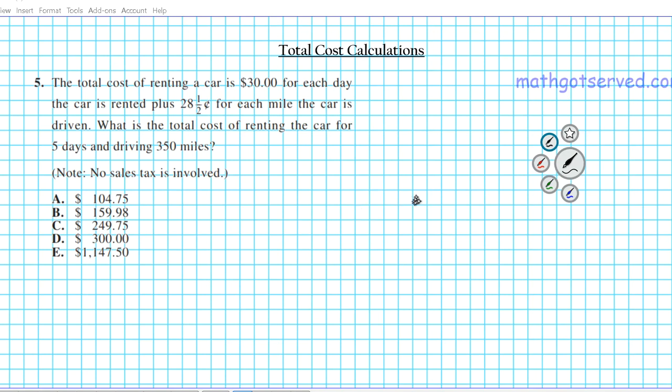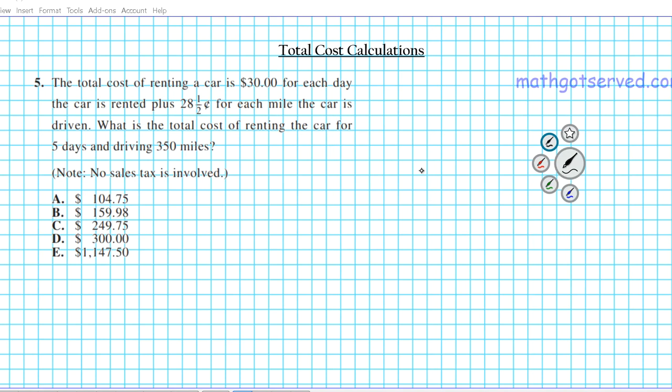Right, let's take a look at question number 5. Question number 5 is a total cost calculations problem. All right, question 5 reads, the total cost of renting a car is $30 for each day the car is rented plus 28.5 cents for each mile the car is driven. What is the total cost for renting the car for 5 days and driving 350 miles?